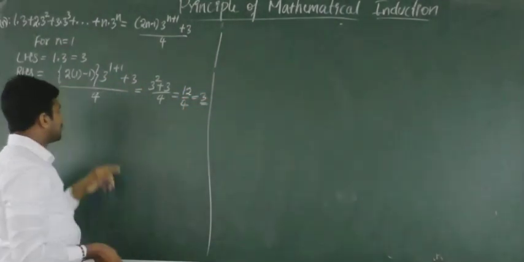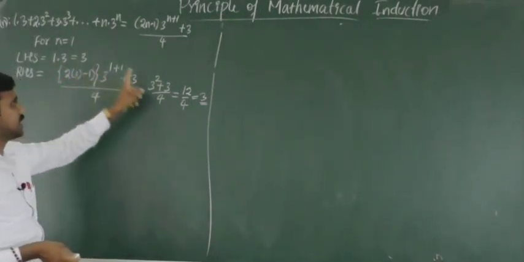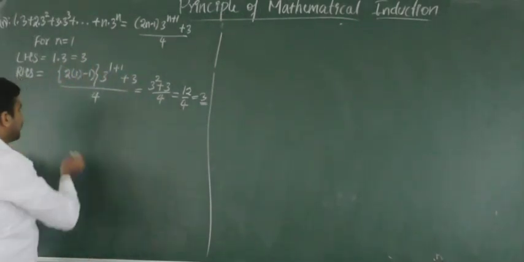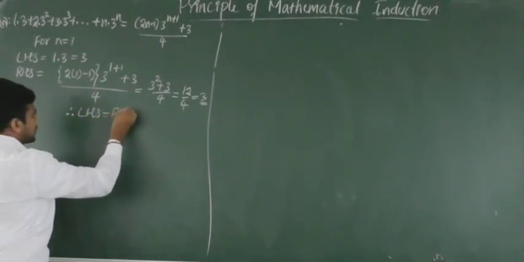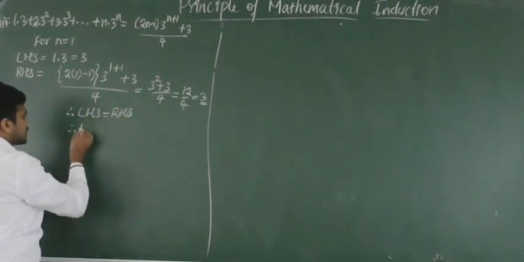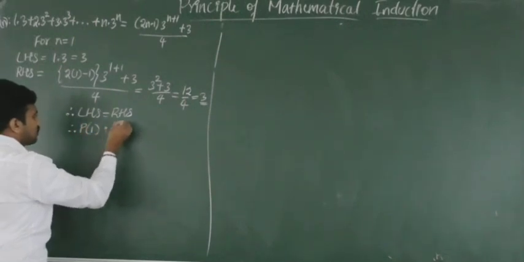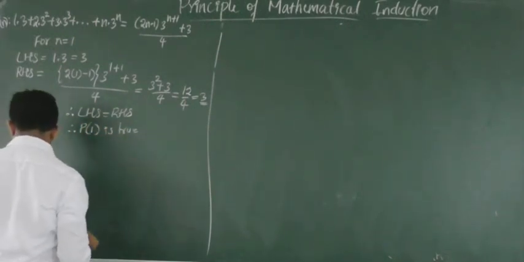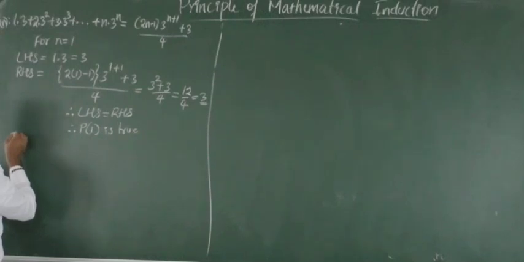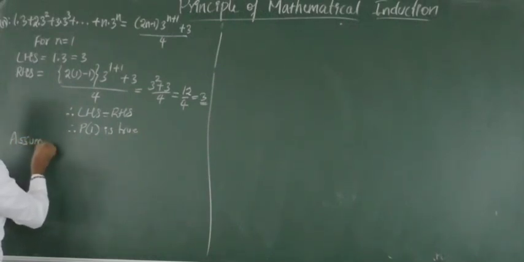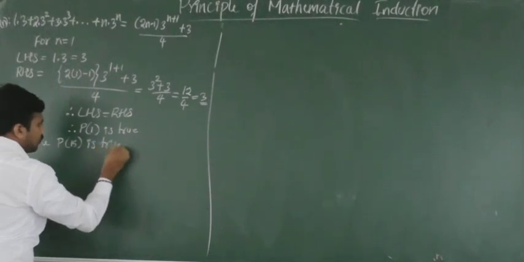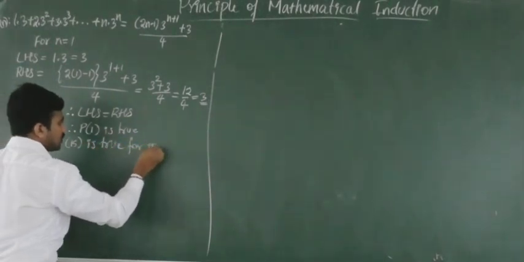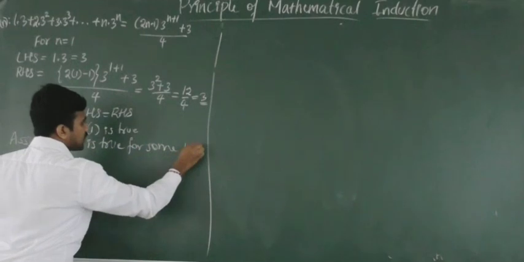So we can observe the left hand side is 3 and the right hand side is 3. Therefore the left hand side is equal to the right hand side, and we can say P of 1 is true. Now, assume P of k is true for some natural number k.